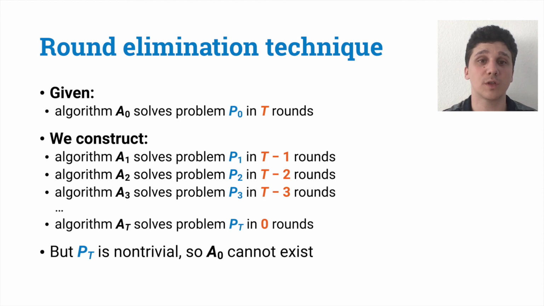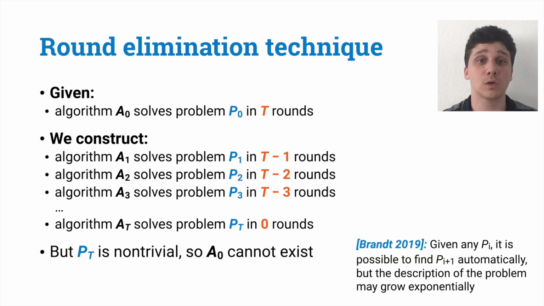If we are able to prove that there exists a family containing T of such problems, such that the last problem of the family is not 0 round solvable, we directly get a lower bound of T plus 1 rounds for the original problem. In fact, if Pt requires at least one round, it implies that Pt minus 1 requires at least 2 rounds, and by repeating the same reasoning, we get that P0 requires at least T plus 1 rounds. The hard part in applying this technique is to find this family of problems that satisfies this property, that is, each problem is at least one round easier than the previous one.